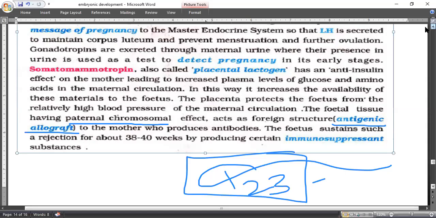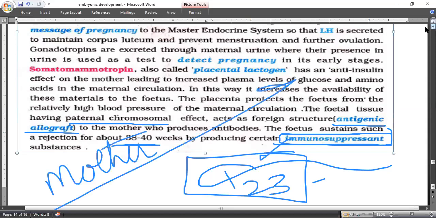Then that's why the fetus sustains such rejection for about 38 to 40 weeks by producing certain immunosuppressant substances. Immunosuppressant substances are required to stop the production of antibodies from the mother. Okay, so for your sake, the mother became partially diabetic. For your sake, the mother became susceptible to various infections, because when immunosuppressants are reducing the mother's immunity, what happens? She may get other infections also, isn't it?